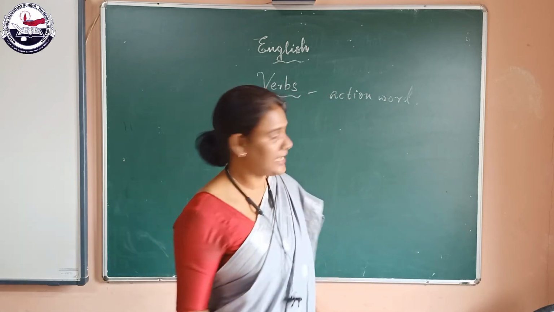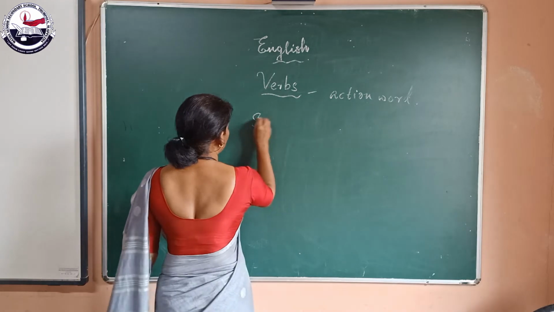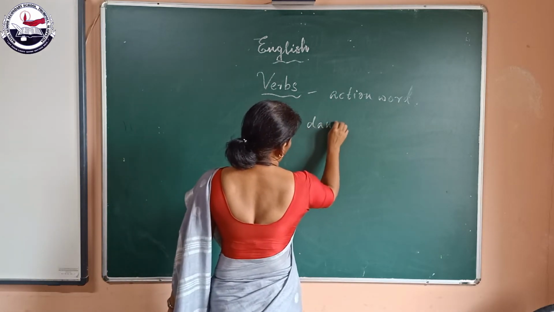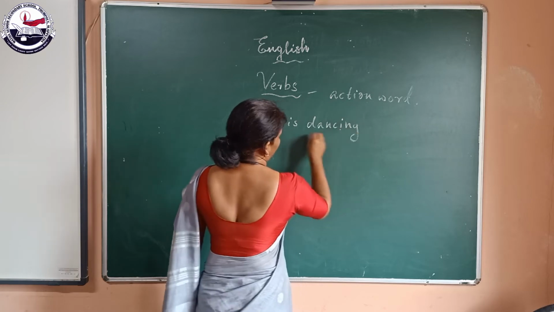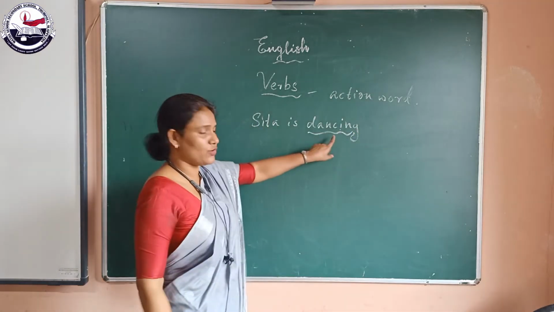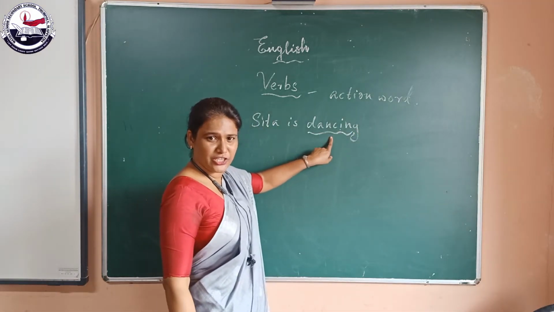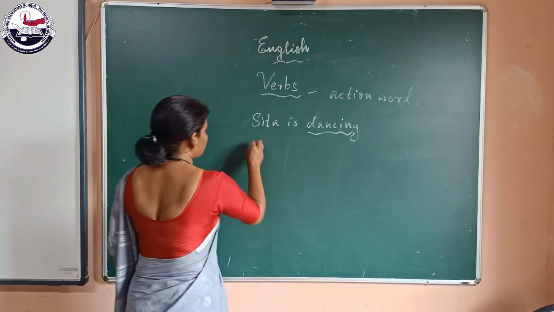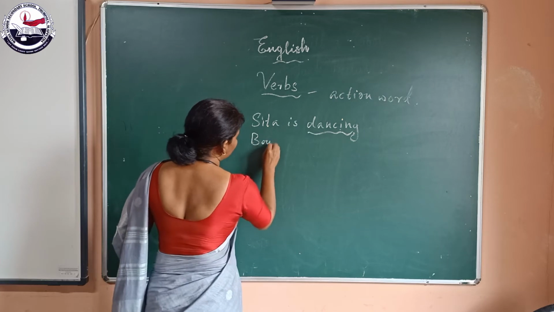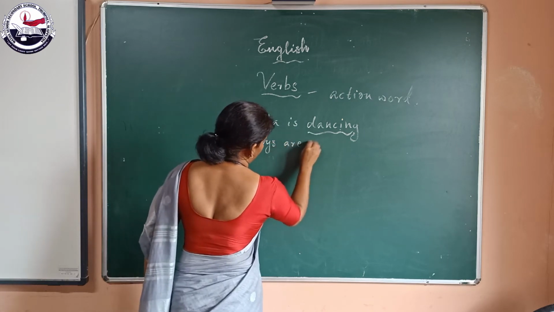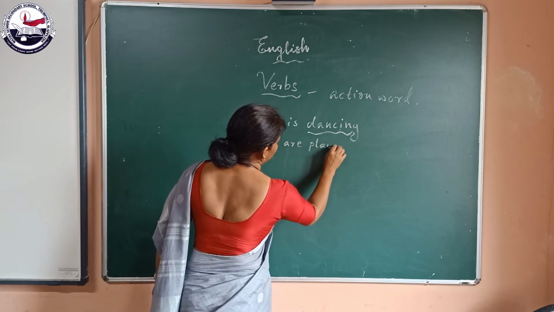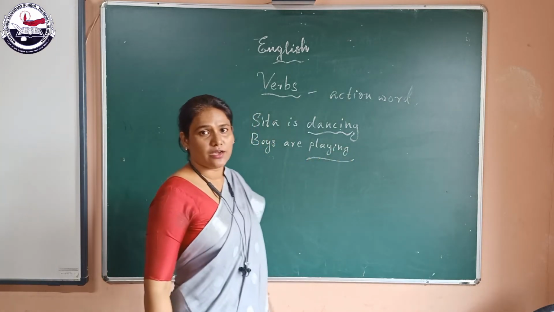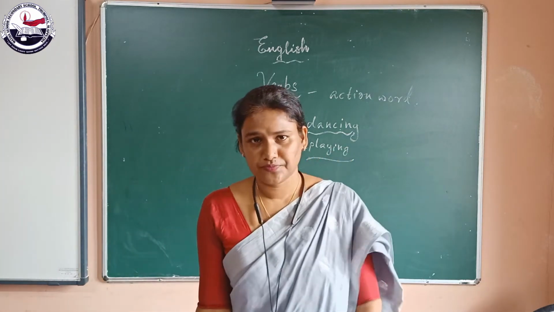For example, Sita is dancing. What's the action word here? Dancing is the action word. This is a verb. It denotes the action of this noun, dancing. Then, boys are playing. What's the action word here? Playing. This is the doing word. It denotes words by doing.